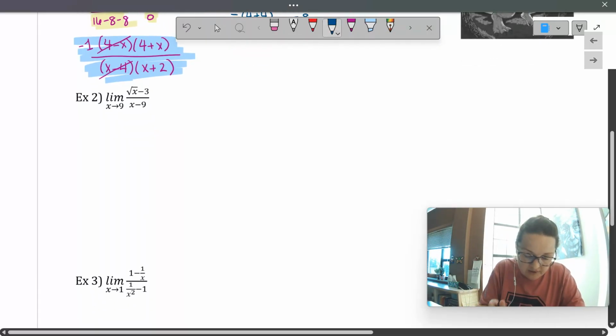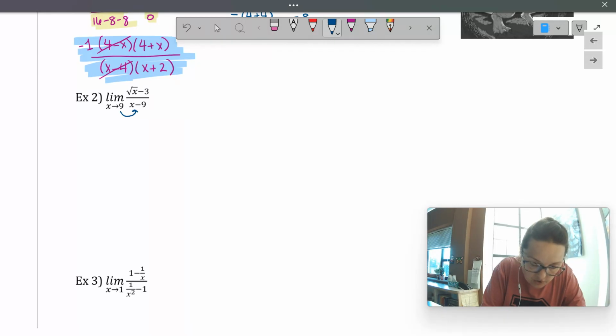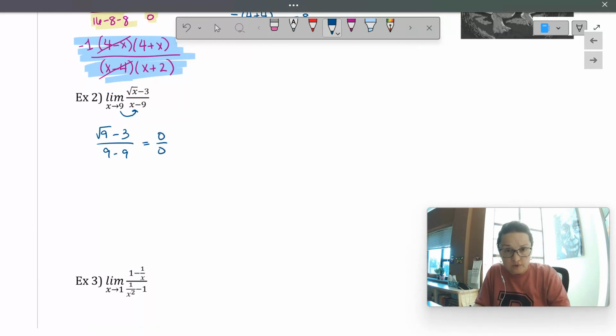All right, number 2, we're going to do in much the same way. We're going to say, all right, as x approaches 9, what's going on? So I throw the 9 into there, and I say, okay, the square root of 9 minus 3 over 9 minus 9 does go to 0 over 0. That's undefined. The limit might still be defined, but right at 9, that expression is undefined. But since it's a 0 over 0, it might be undefined in a way where it cancels out.